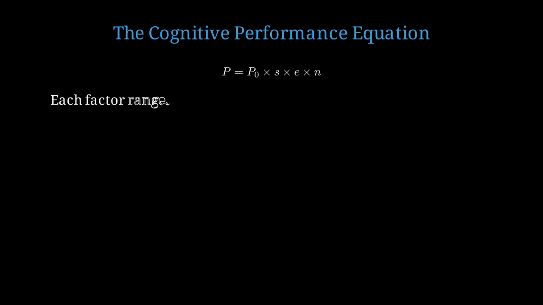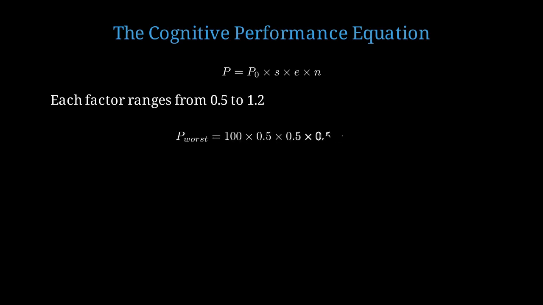Let's model cognitive performance as a function of these biological factors. Performance equals baseline times sleep factor times exercise factor times nutrition factor. P is actual performance, P0 is baseline, S is sleep quality, E is exercise level, and N is nutrition quality. Each factor can range from 0.5 for poor conditions to 1.2 for optimal conditions.